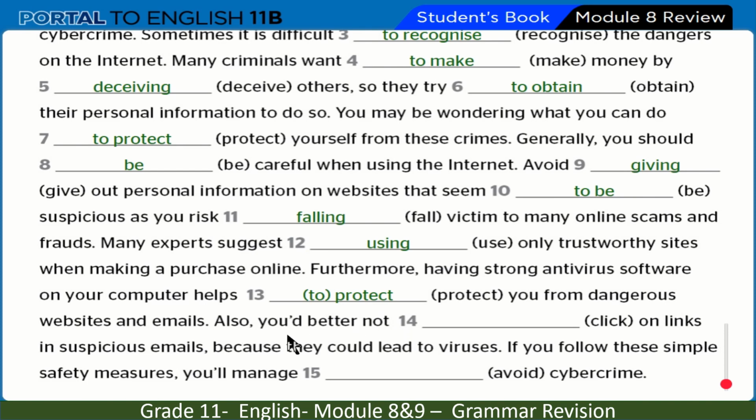Number 14, you had better. You had better, or had better not, in the affirmative or the negative. When followed by a verb, this verb is in the bare infinitive without to. Number 15, you will manage to avoid.